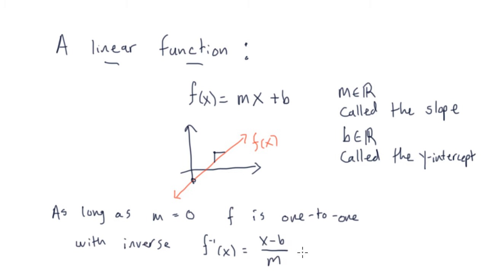And here we see definitely m needs to be not 0 because we're dividing by 0 here. So as long as m is not equal to 0, our linear function will be 1 to 1. So there will be a unique output for every input. And then the inverse of a linear function is again a linear function, and it looks like this.